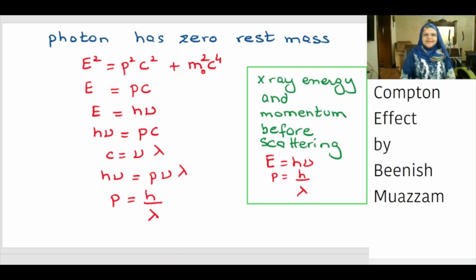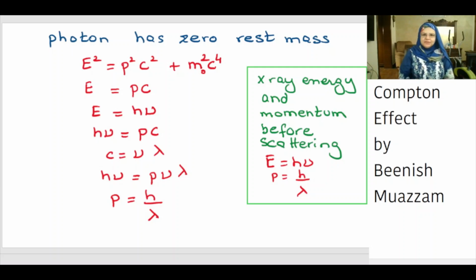We also know E is equal to h nu, where h is Planck's constant and nu is the frequency. Therefore, h nu is equal to Pc, where P is the momentum of the photon, and c is the speed of light. We all know c is equal to nu lambda, where nu is the frequency, lambda is the wavelength, c is the speed of light. Therefore, we get the expression P is equal to h over lambda, where P is the momentum, h is Planck's constant, and lambda is the wavelength.